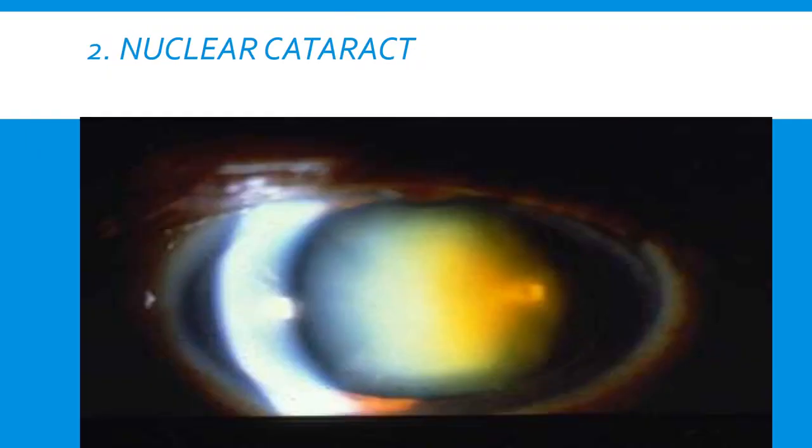Nuclear cataract starts as an exaggeration of normal aging changes involving the lens nucleus. It is often associated with myopia due to an increase in the refractive index of the nucleus. Nuclear sclerosis is characterized in its early stages by a yellowish hue due to deposition of urochrome pigments.